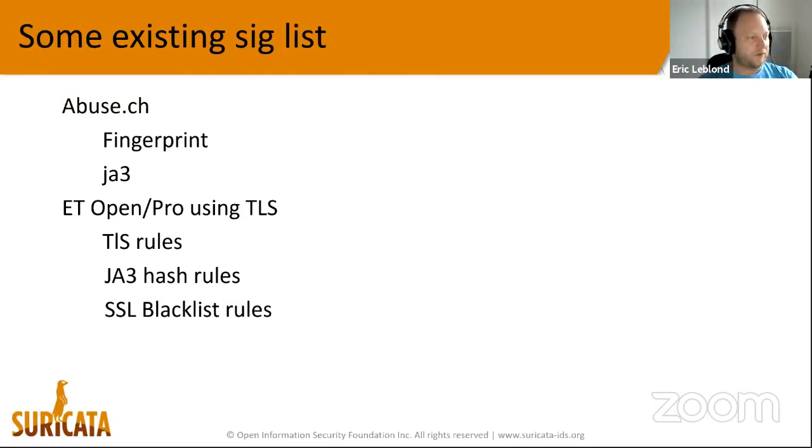And then we'll show you some example TLS rules and JA3 hash rules that are also available in ET Open and ET Pro, and that use this feature of Suricata that analyzes the TLS handshake.